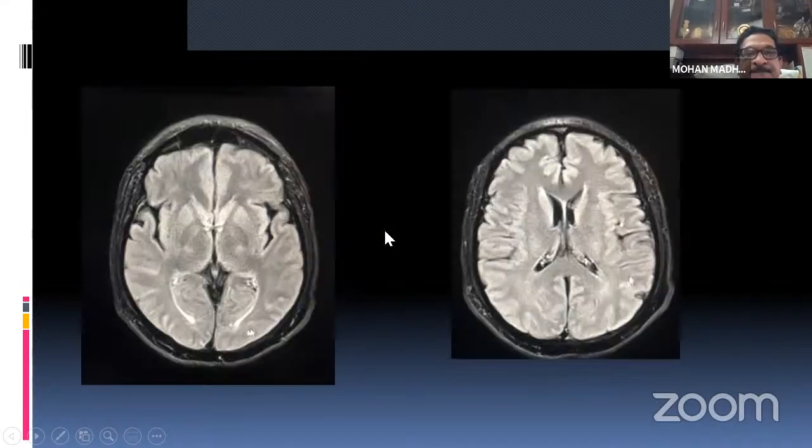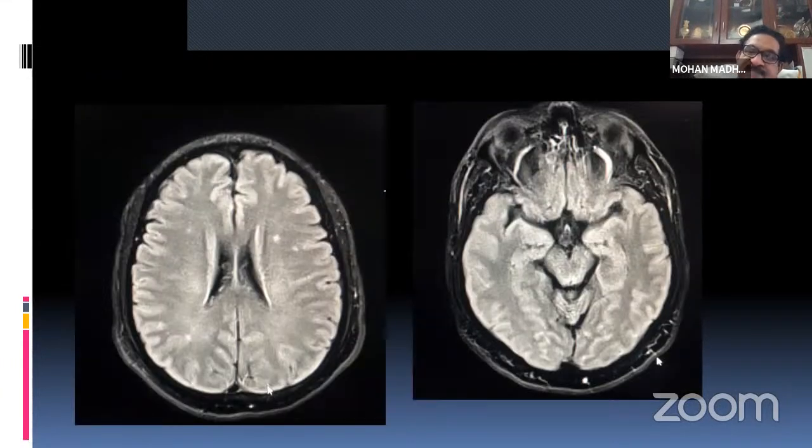T1 weighted FLAIR showing some sulcal hyperintensity. This is the normal sulci we expect. But here the sulci are filled up, the dirty CSF sign or sulcal hyperintensity. See the sulci here? That is not visible, like the sulci here. So that's a very non-specific sign.